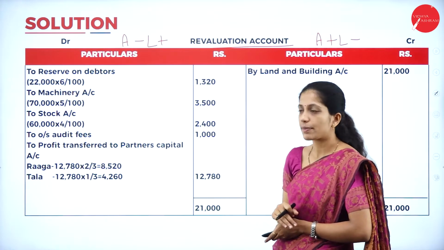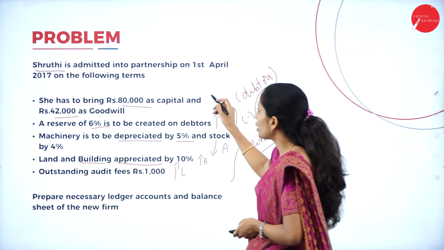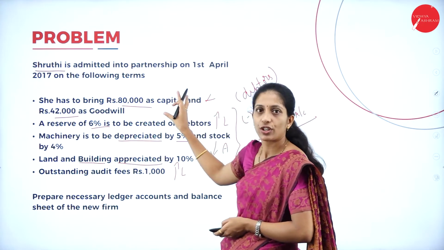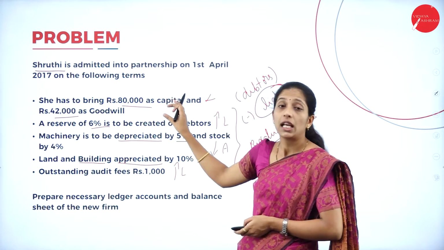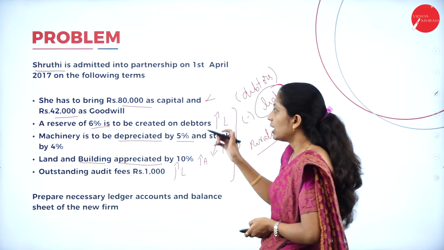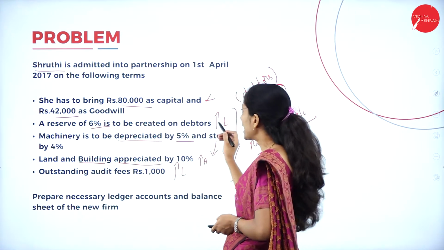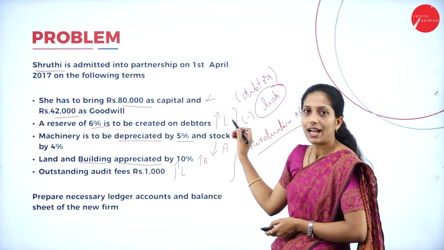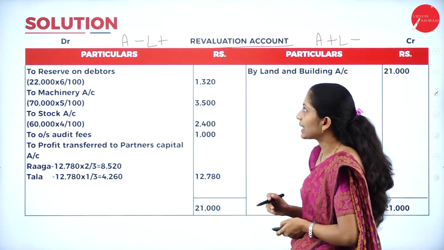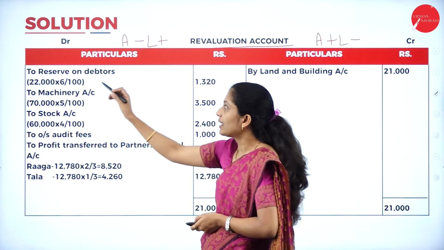Now go through the adjustments one by one. So no need of this first adjustment, as we are going to record about capital and goodwill in partners capital account. Now see the second adjustment, that is increase in liability. We have already identified it. So where do we record increase in liability? In the debit side.